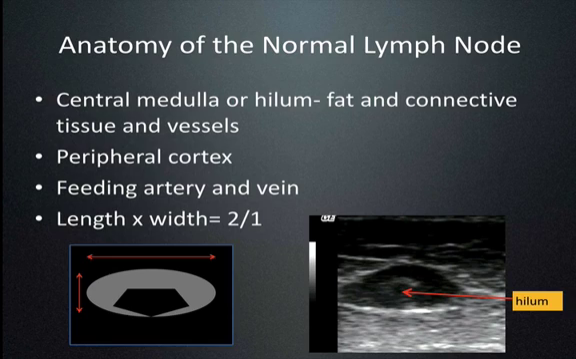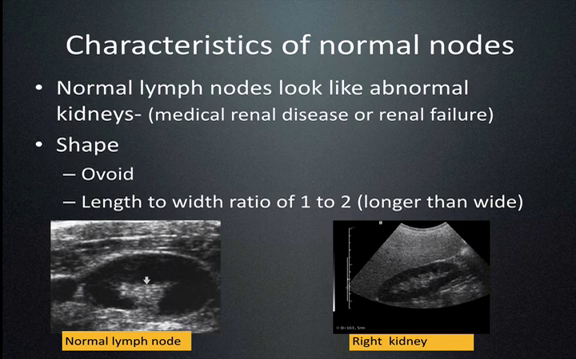A normal lymph node has a central medulla or hilum, which consists of fat and connective tissue and vessels. It's also relatively hyperechoic to the peripheral cortex, and the hilum also has a feeding artery and vein. Also important is the fact that the length and the width of the lymph node is usually 2 to 1. In other words, a normal lymph node is generally twice as long or more than it is wide. The shape of a normal lymph node is generally ovoid, and as mentioned on the previous slide, it is generally 2 times longer than it is wide.